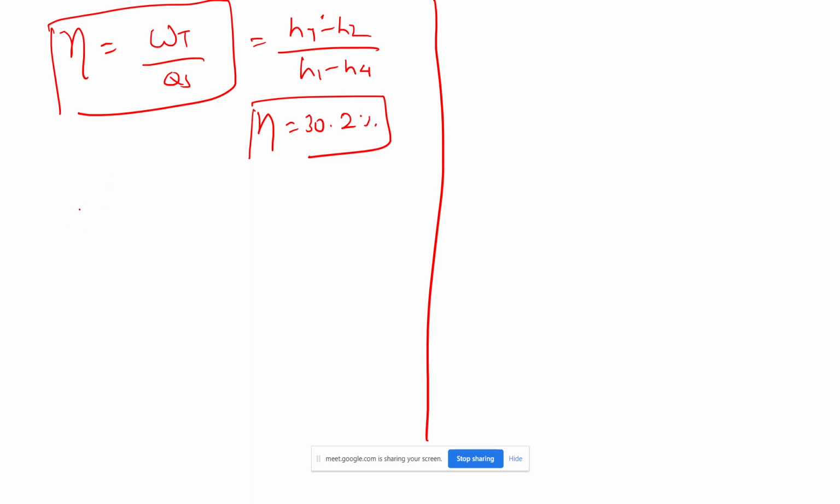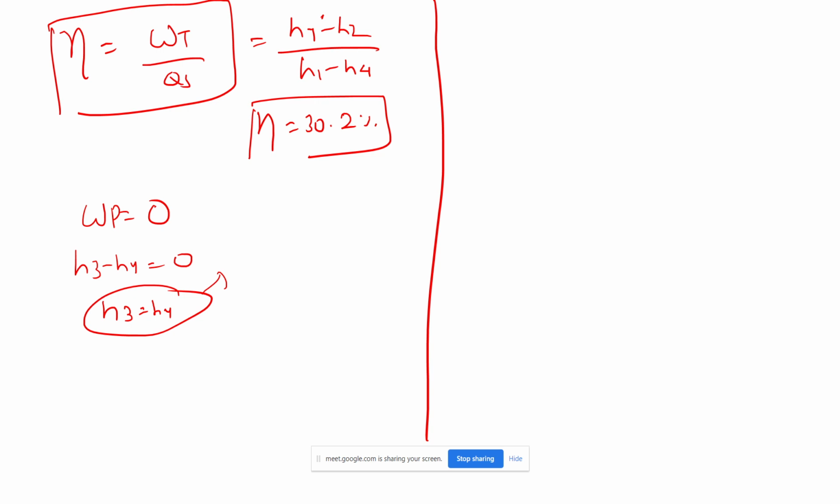Wait, I'll give you one more hint so it will become easy for you. Pump work is negligible, so you can count it as 0. What is pump work? H3 minus H4, so the enthalpy at H3 and H4 will be the same. Your calculation time will be saved after that. Now you just need the enthalpy of point 2.